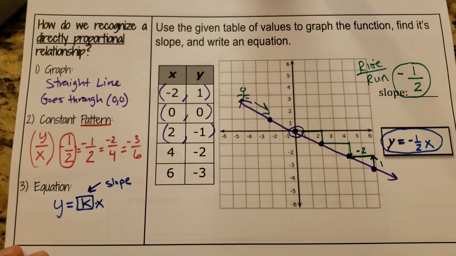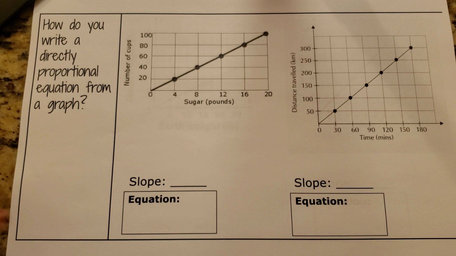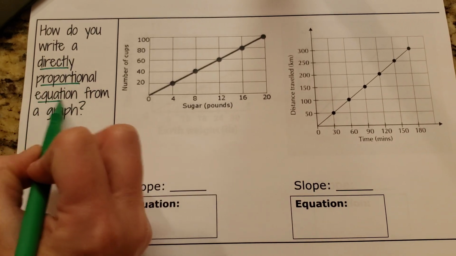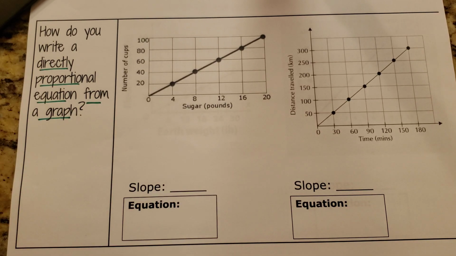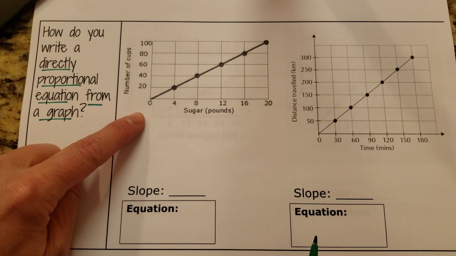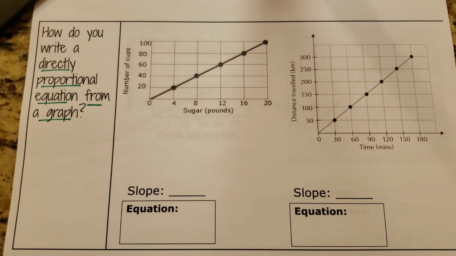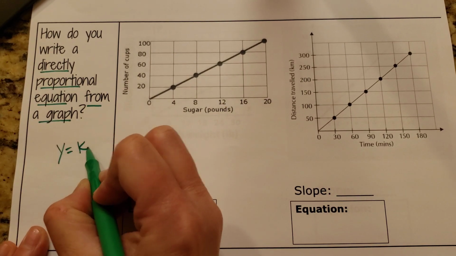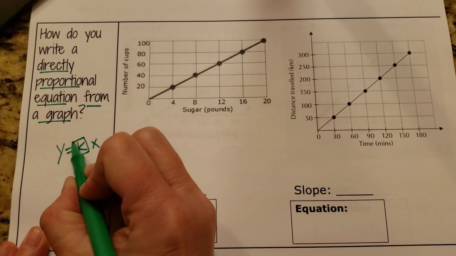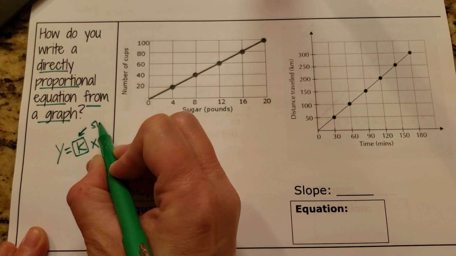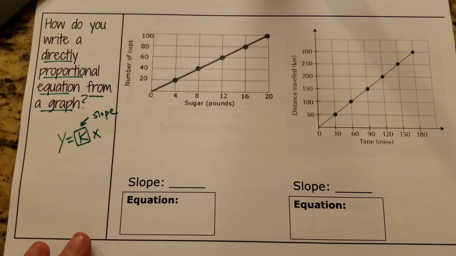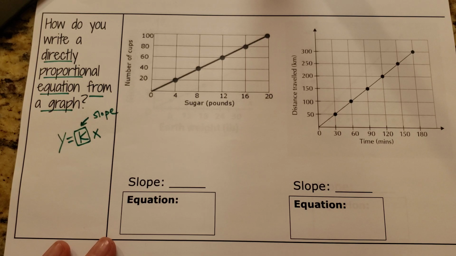Now, one of our first goals today is going to be, how do we write a directly proportional equation from a graph? So here I'm giving you a graph. We can see it's directly proportional, a straight line through the origin. And what I'd like you to do is to be able to write an equation. Now we know that all directly proportional equations look like this, y equals k times x, and that k is the slope. So as long as we find the slope of this line, we're going to be able to write our equation. So remember, slope is that ratio of rise to run.